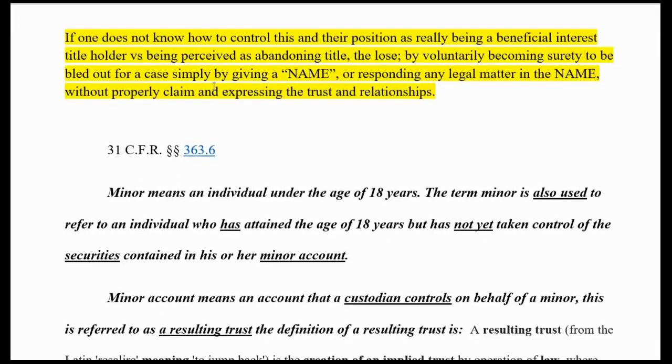So, if you don't know how to control this, their position is really being a beneficial interest title holder. Your position being a beneficial title holder, being perceived as an abandonment, somebody who abandoned a title, you lose. So by voluntarily becoming surety to be bled out, I call it, for a case, simply by giving the name or responding to any legal matter in that all capital letter name, without properly claiming and expressing the trust and relationship.